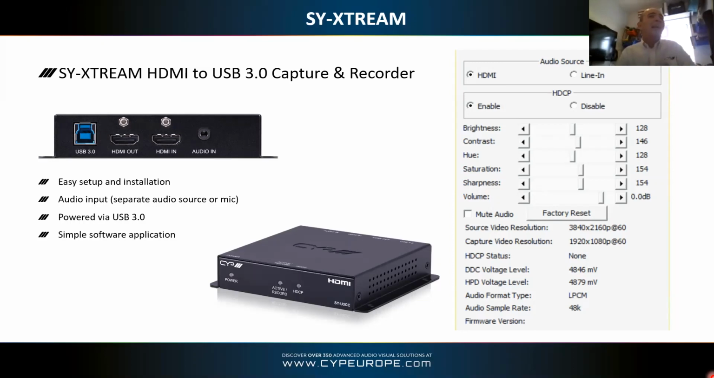So this one is a more budget unit, but you need the PC always to stream or record, because you have to have software running on that, either for recording or for streaming. And this is the little application you get with it. So it just helps you to enable and disable HDCP, and gives you which audio source you're using, and a few brightness and contrast controls as well, with a little bit of information about the incoming signal and what's going out.